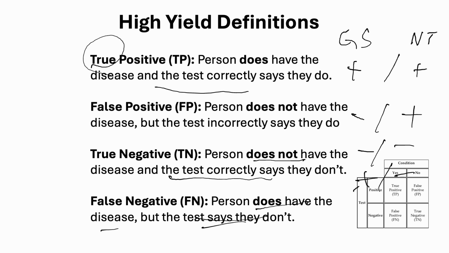So again, you always want to look at the gold standard first, and that will help you determine whether or not you'll be looking at a true or false positive or negative, because you always are comparing the new test against the gold standard. So you just always assume the gold standard is correct.